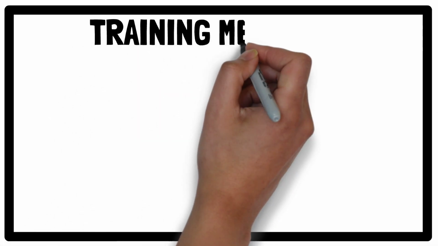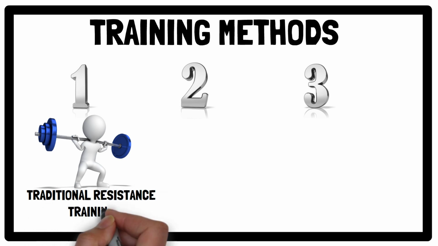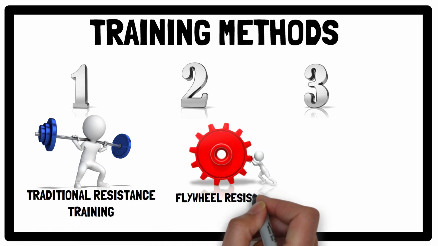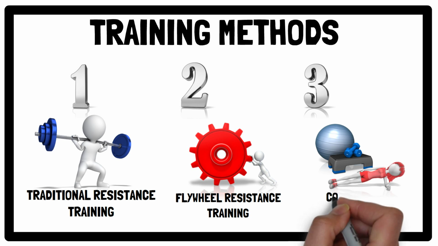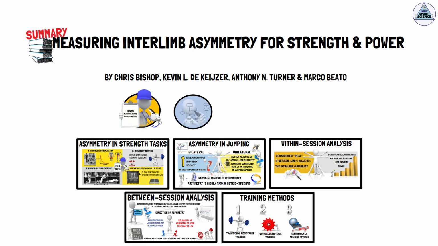To help reduce asymmetries, 3 training methods are proposed, which include traditional resistance training, flywheel resistance training, or using a combination of different resistance training methods. However, to help draw firm training guidelines to reduce asymmetries, greater methodological rigor should be applied towards study design, data analysis, and interpretation of future investigations.